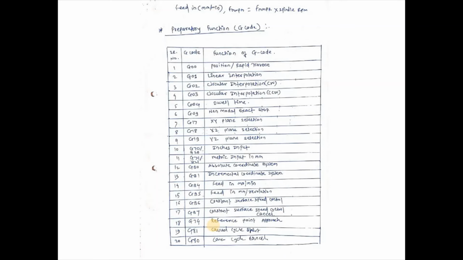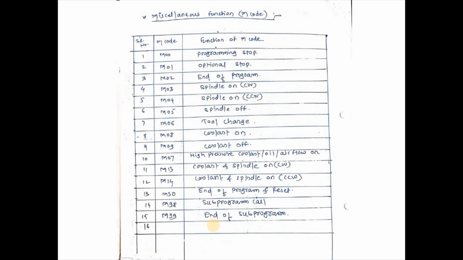Actually, the preparatory functions total 100 codes, starting from G00 to G99. Okay, but we do not need to remember all these 100 codes. We just remember about 20 G codes. That is sufficient for any problem. So we only have to remember these 20 G codes for solving any problem related to CNC programs. Okay, so we will see the next, the miscellaneous function, that is the M code.